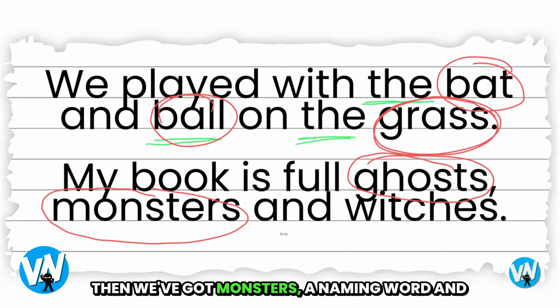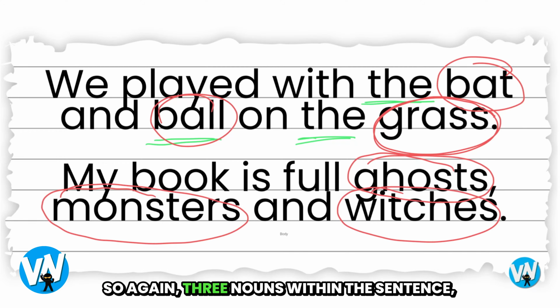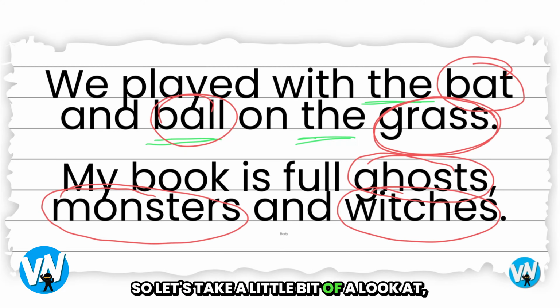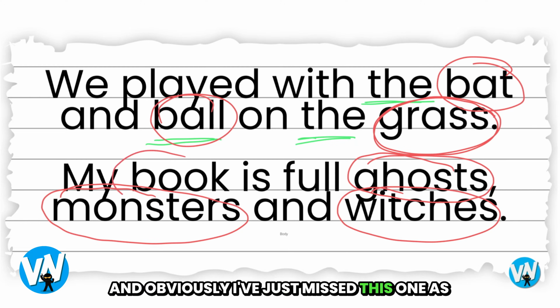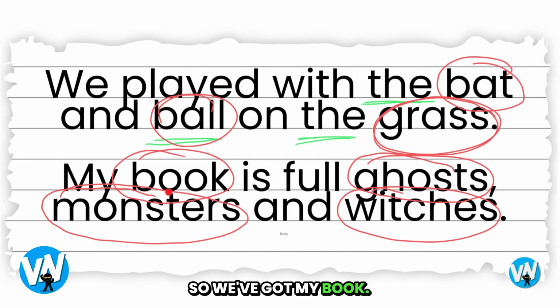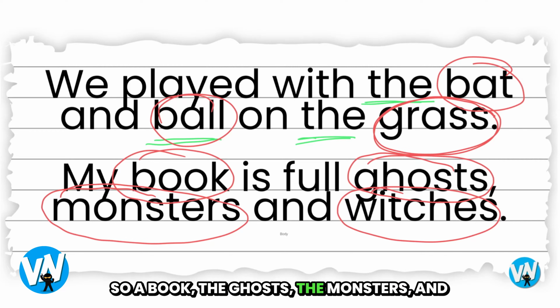Then we've got monsters, a naming word, and witches. So again, 3 nouns within the sentence, which is very common. So let's take a little bit of a look at, oh, and obviously I've just missed this one as well. We've got my book. Okay, so there's a 4th one in there as well, which would have been typical for me to have missed within these sort of videos. So we've got my book, so a book, the ghosts, the monsters, and the witches. So 4 examples of nouns within that sentence.